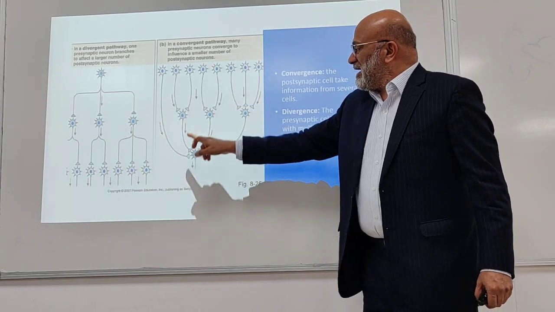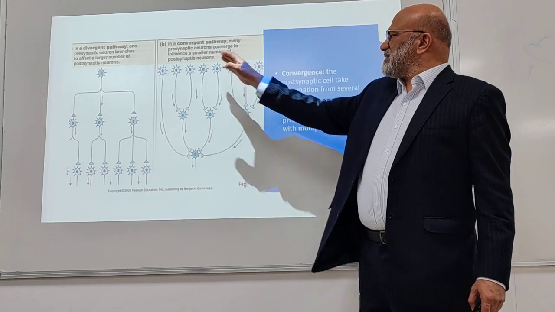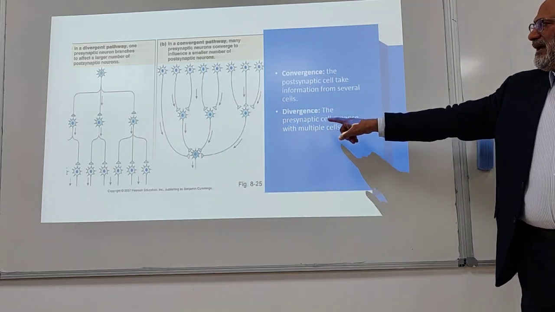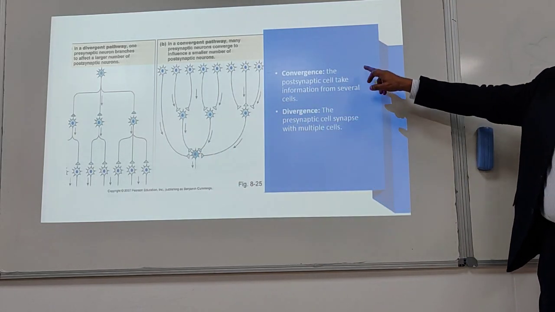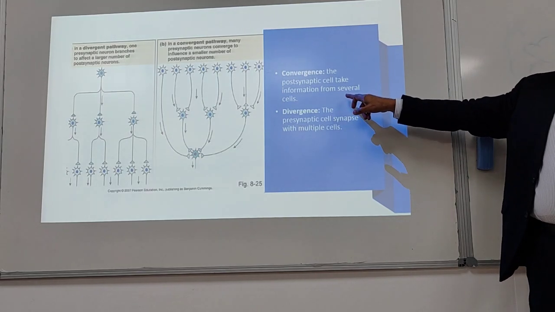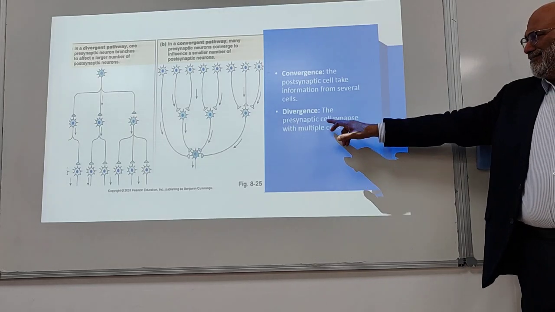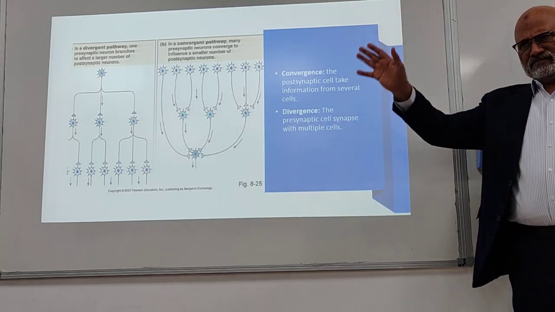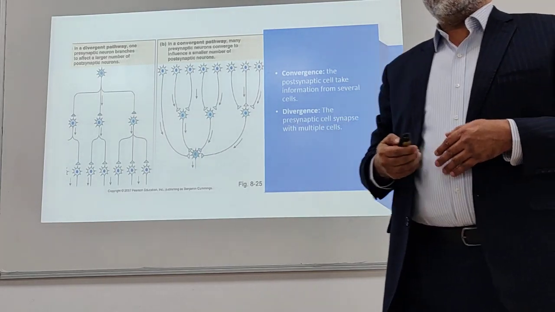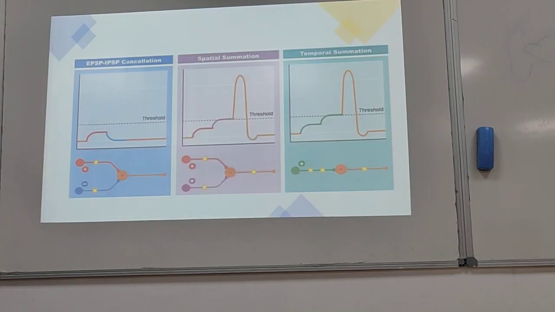1, 2, 3, and then they converge on 1. So this is convergence and divergence. Yani, the postsynaptic cell takes information from many neurons, or divergence. Yani, one presynaptic neuron gives information to many neurons. So I gave you examples so that we understand this.